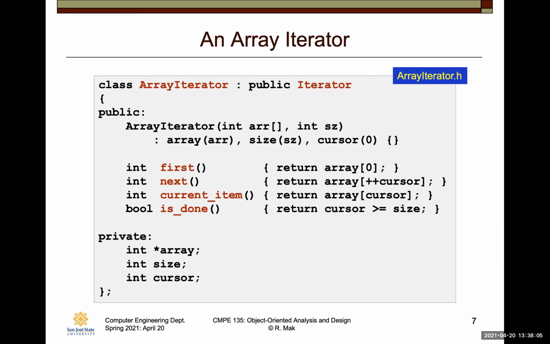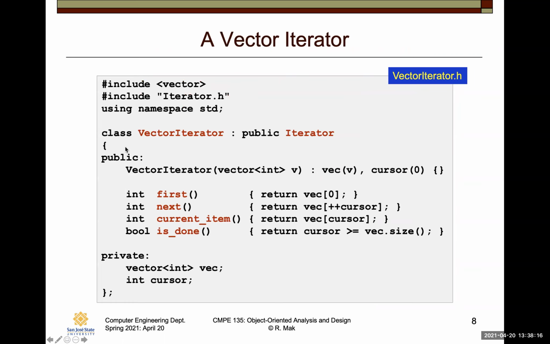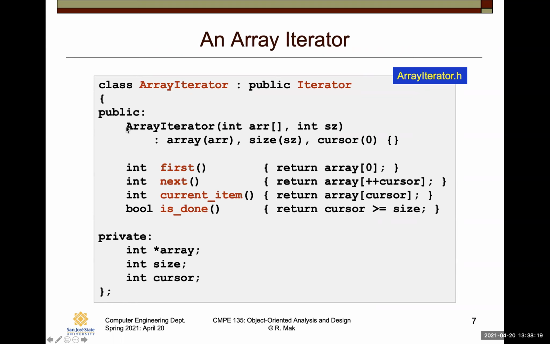Okay, so here is an array iterator, an iterator designed to work with an array. Here I'm going to construct an array iterator. I give it the array that I want to iterate over and the size of the array. There are some private members here for the array and its size, and then here's the cursor. We initialize the cursor to 0 so that the cursor is at the beginning of the array.